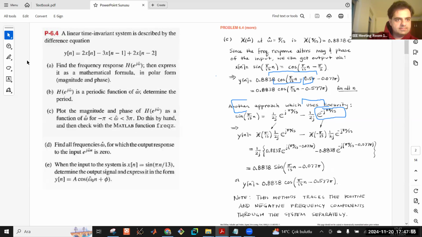In part E, we are given this input signal and we will find the output signal. The input signal is at a particular frequency, which is pi over 13. So in order to find the output, we should find the frequency response at this frequency.